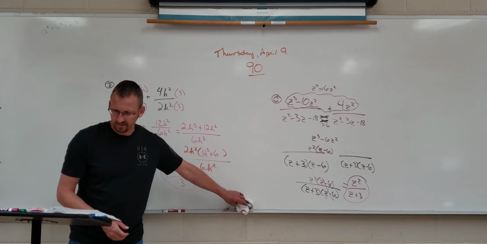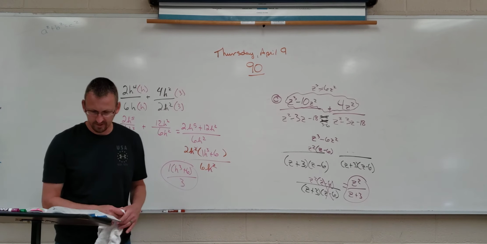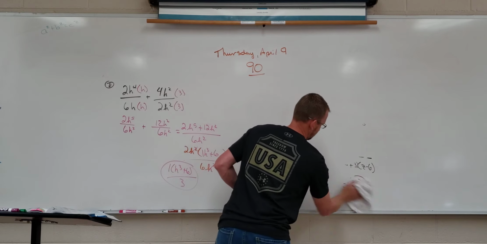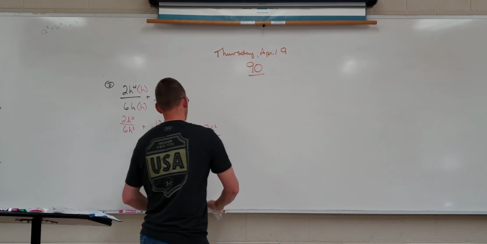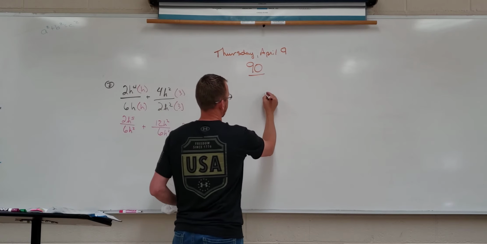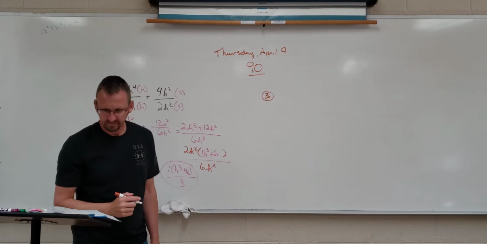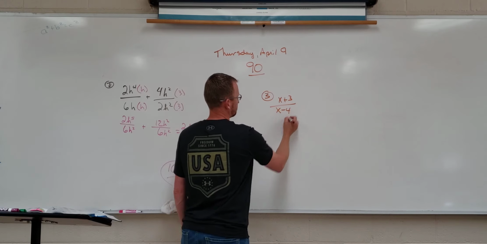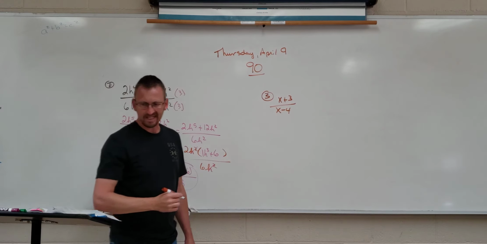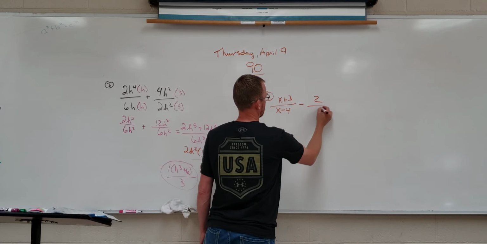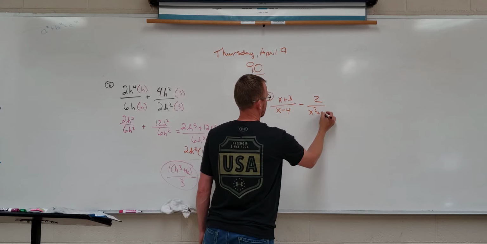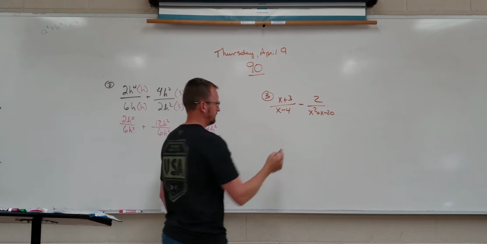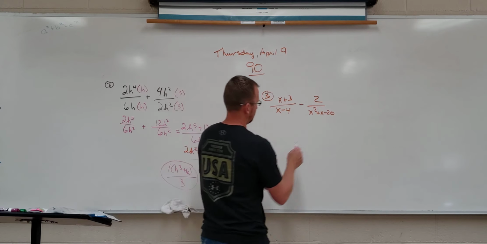All right. Example 3, and then I will send you on your way for lesson 9. Example 3. X plus 3 over x minus 4. And then we have minus 2 over x squared plus x minus 20. So we've got to find a common denominator. So first, let's factor this.